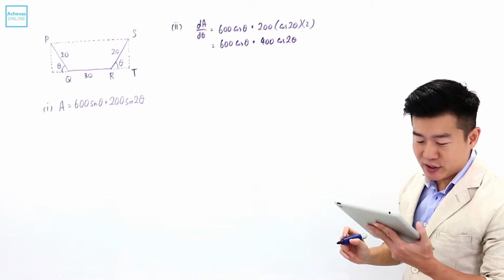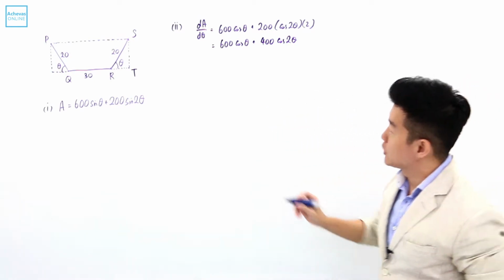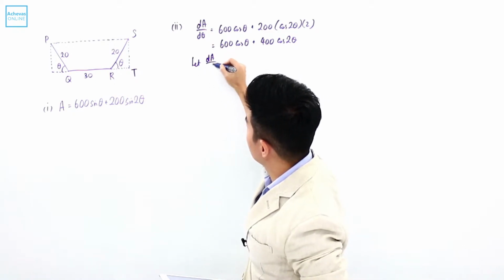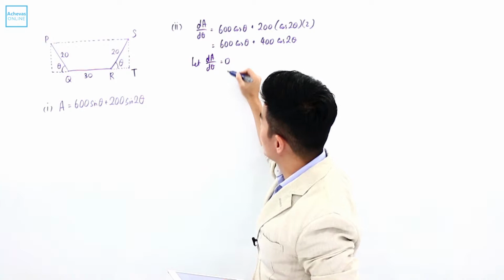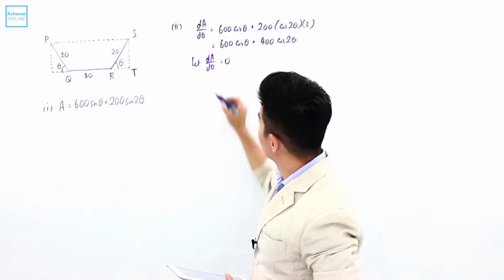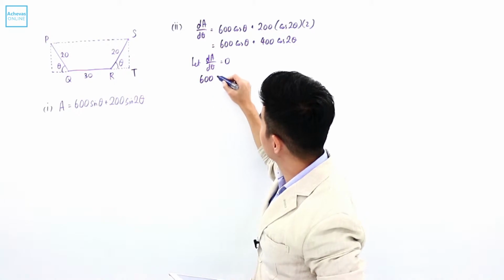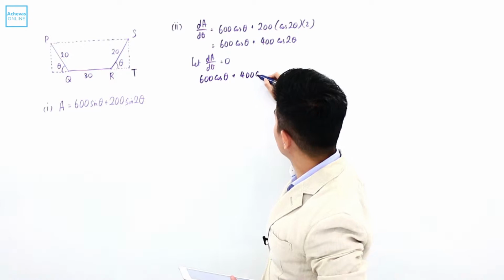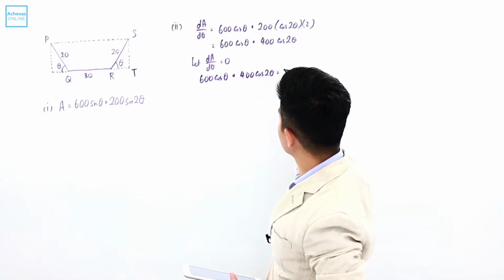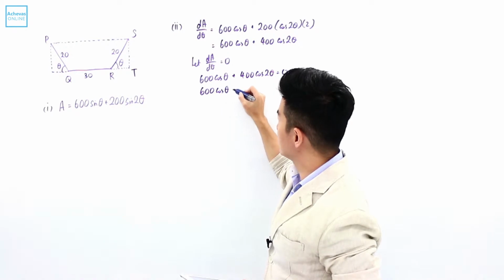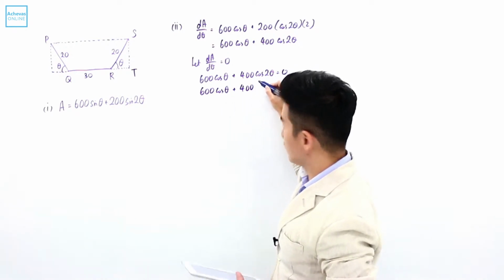And what I'm going to do next is to let dA/dθ be equal to 0. Letting dA/dθ be equal to 0 will help me to find the value of θ when A is stationary. So 600 cosine θ plus 400 cosine 2θ is equal to 0.